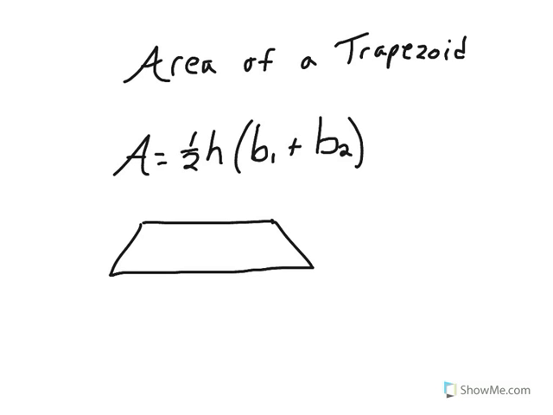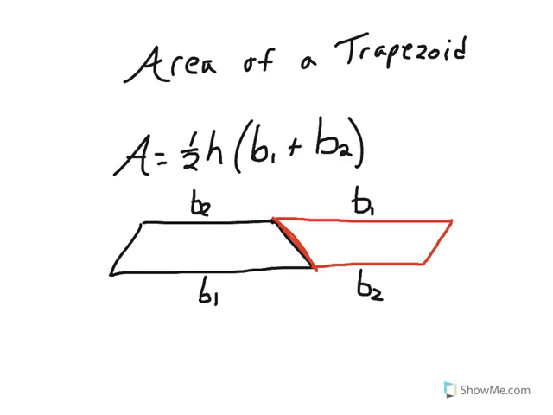Okay, so let's talk about where this formula comes from. What we do is we take a trapezoid and we double it and flip it and put it next to itself. So we end up with a base 1 here, a base 2 here, and then the same base 2 is on the bottom over here, and then a base 1 over here. Notice the shape that is made by this entire figure. It's a parallelogram.